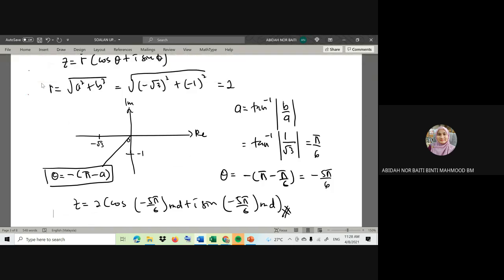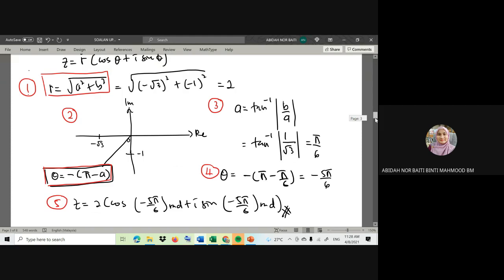Okay, boleh ya? First, find your R. Okay, this is the formula to find R. And then determine your quadrant. Okay, this is formula for quadrant 3. And then find your A, value A. And then use the formula to find the theta. And last we get our polar form. Okay, itu saja step dia. Tak kisahlah dia bagi apa saja. Macam ni saja kita ikut step dia ya. Okay, boleh ya?